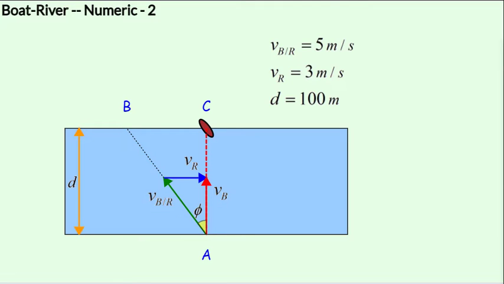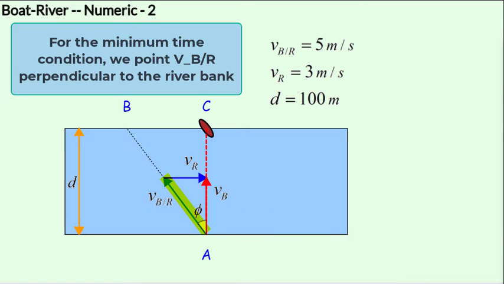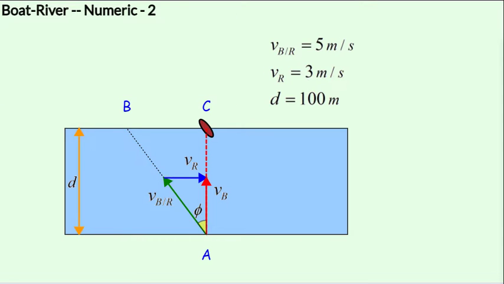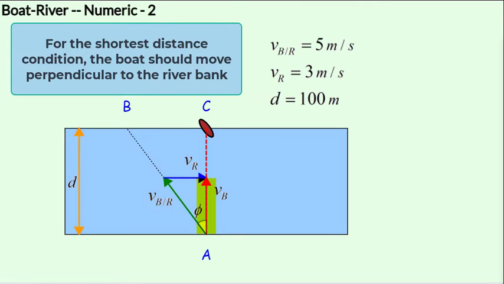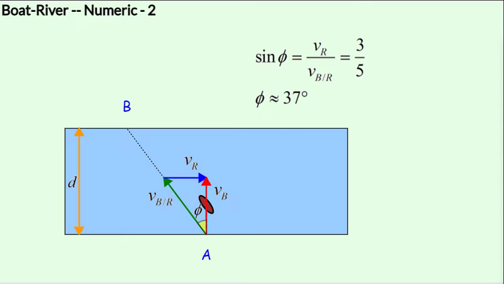In the previous problem, we dealt with the case of minimum time, in which case we pointed VB with respect to r perpendicular to the river bank. But this is a case of the shortest distance. So here we have to point VB perpendicular to the river bank. From geometry, we have sine of phi equals VR over VB with respect to r. So phi is the sine inverse of VR over VB with respect to r.